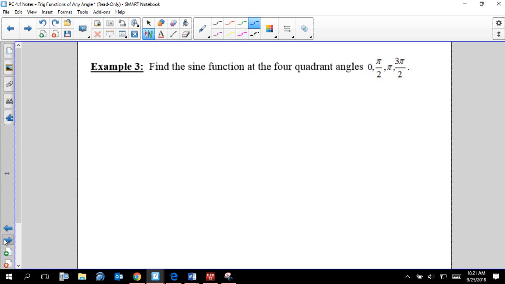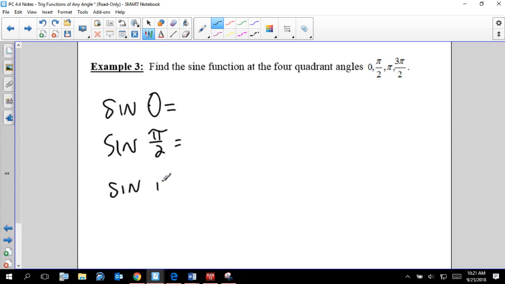Find the sine function at 4 quadrant angles. Sine of 0, sine pi over 2, sine pi, sine 3 pi over 2.